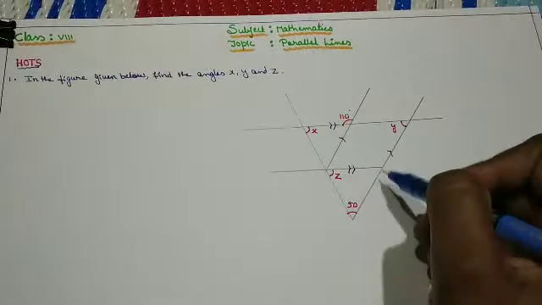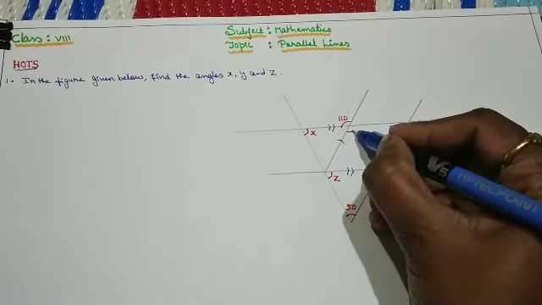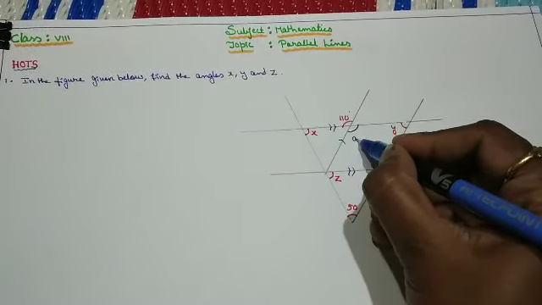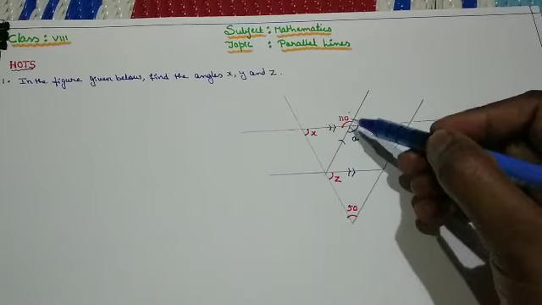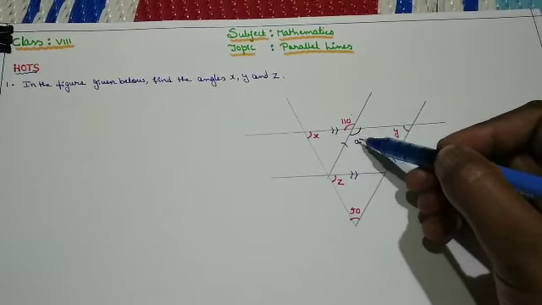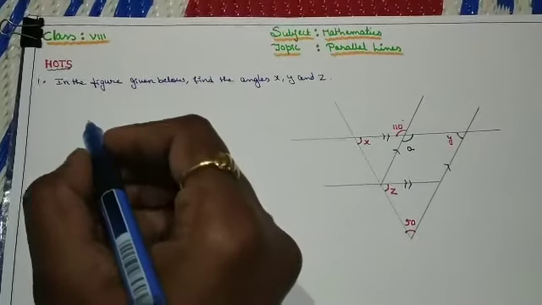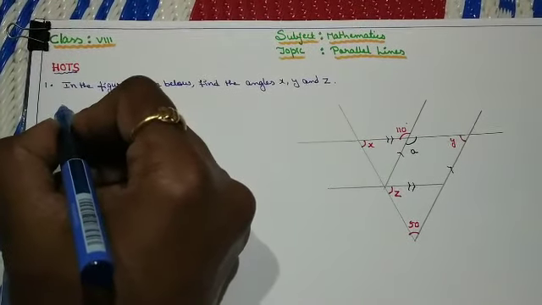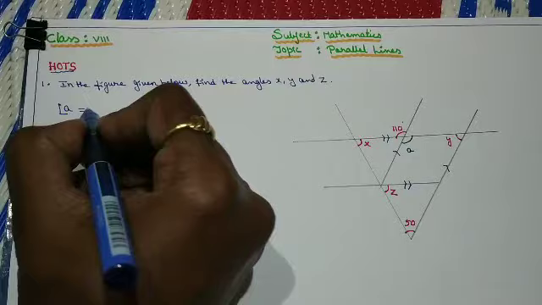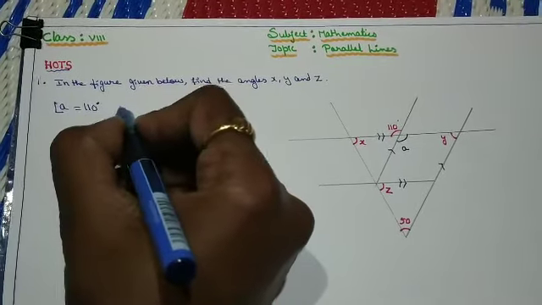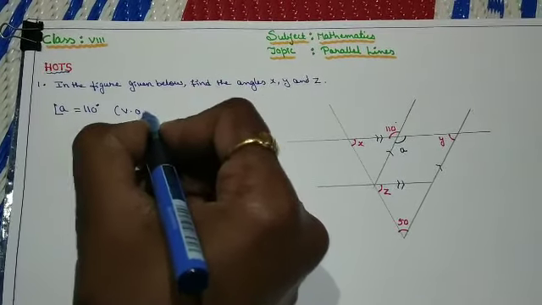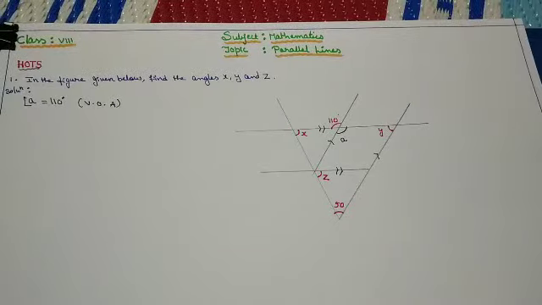So this angle I'll make it as angle A. Then what can I apply to find the value of A? Yes, they are vertically opposite to each other. So angle A equal to 110 degree, reason vertical opposite angle.